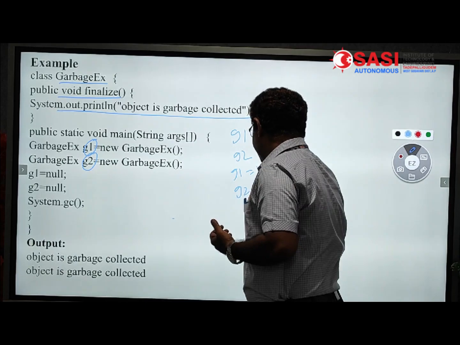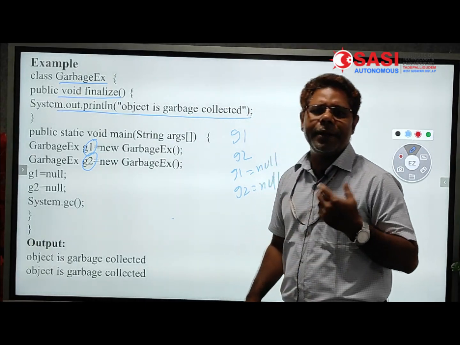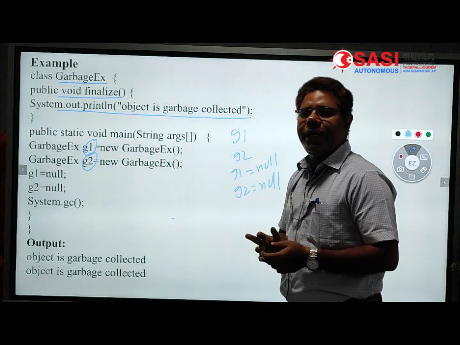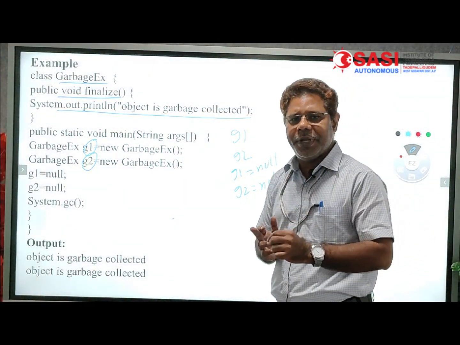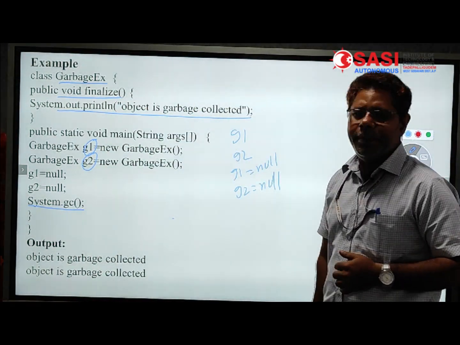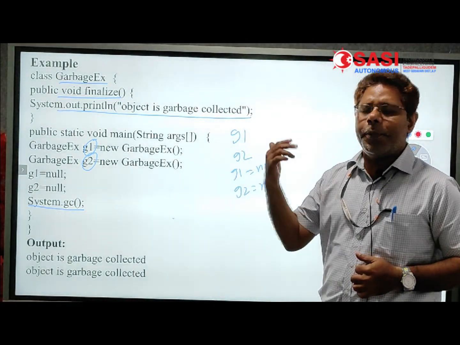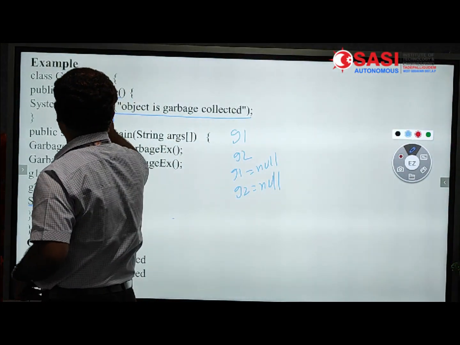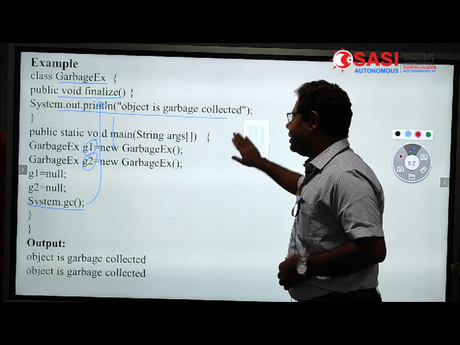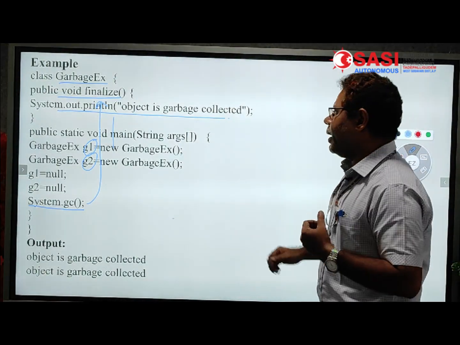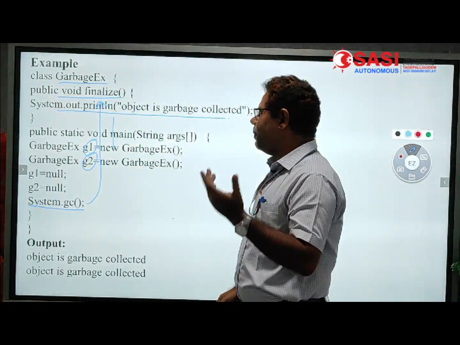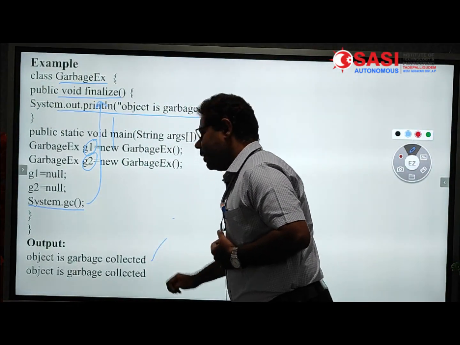Similarly, G2 equal to null. So G2 is also unreferenced. So that means we need to delete the G2 object. So here we need to delete both the G1 object and the G2 object. For that we can call System.gc. Whenever we call the System.gc method, before destroying the object, it calls the finalize method. So first the G1 object is removed and the memory is reclaimed. Before removing the G1 object, it will call the finalize method. So it will print object is garbage collected.